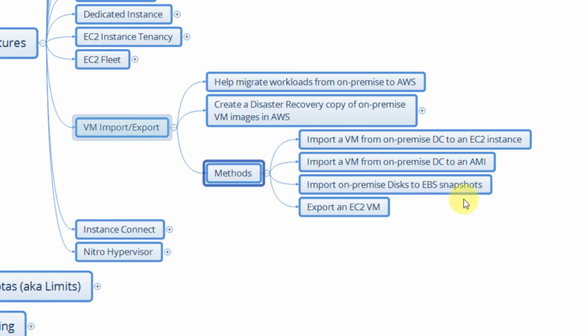Now, what are the different methods in VM import export? You can import a VM from on-premises to an EC2 instance. You can import a VM image from on-premises to an AMI. You can also import on-premises disks to EBS snapshots. And these EBS snapshots can become EBS volumes on an EC2 instance when you have a disaster in on-premises and you moved your computing to AWS. You can also export an EC2 VM so that when you restore back to your on-premises, you can use this in your on-premises data center.